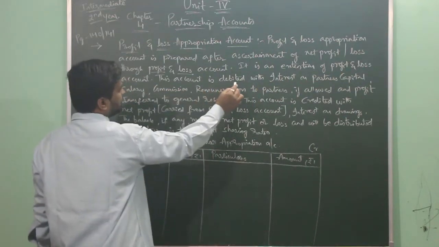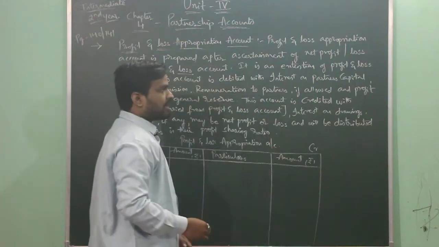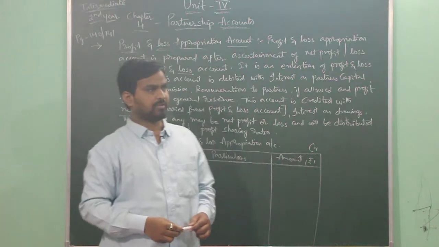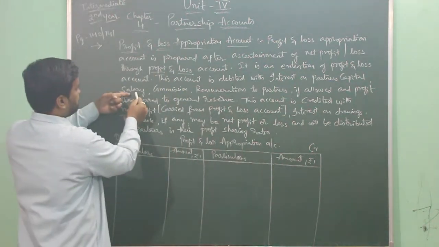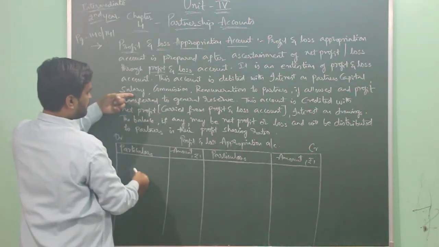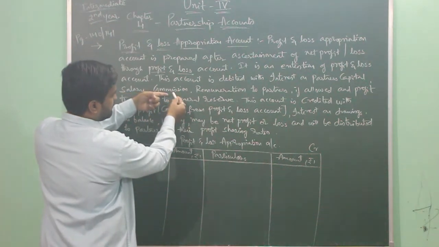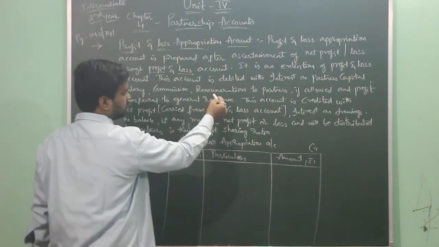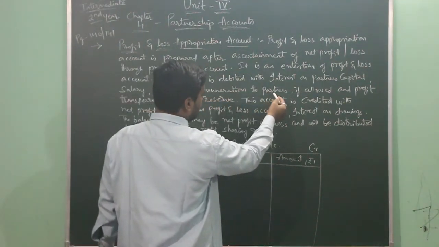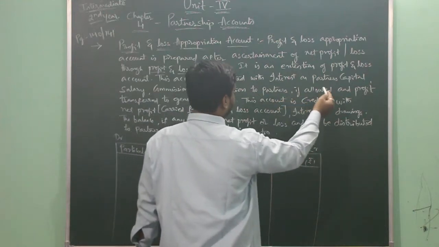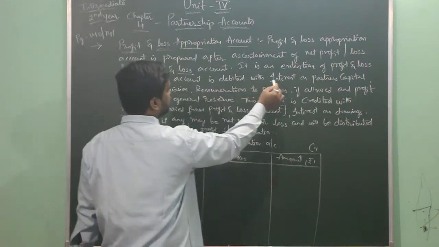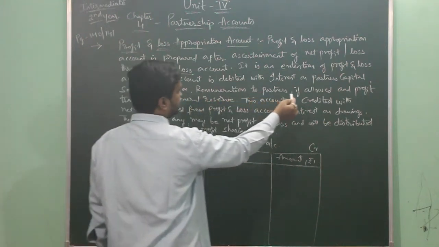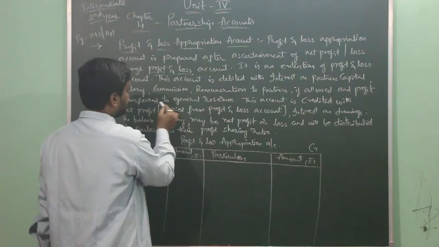This account is debited with interest on partners capital. तो partners capital पे जो interest pay करना रहता, it will be debited to profit and loss appropriation account. Next, salary which is payable to partner will be debited to profit and loss appropriation account. Commission which is to be paid to partner will be debited to profit and loss appropriation account, or any other remuneration which is to be paid to partner will be debited to profit and loss appropriation account if allowed. Hence it is written as this account is debited with interest on partners capital, salary, commission, remuneration to partners if any, and profit transfer to general reserves.